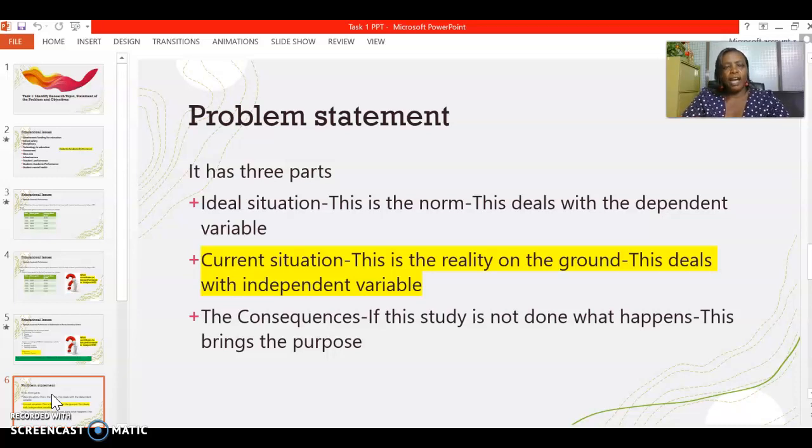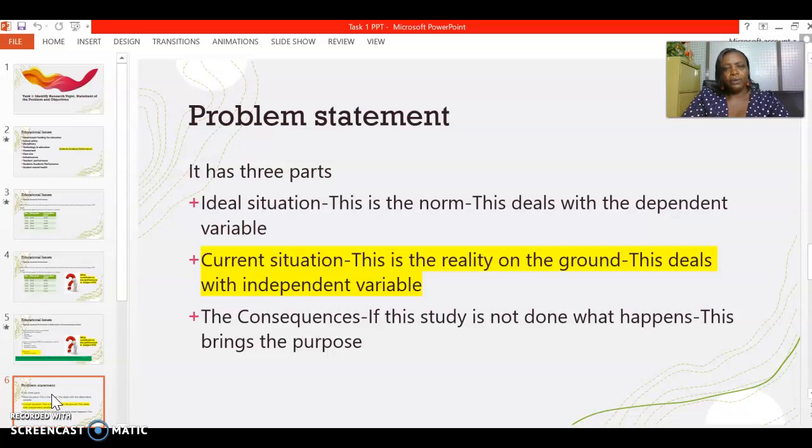The first one is the induced situation. This is the norm. How are things normally? And this deals with the dependent variable. Then you now come to the second part, the current situation. This is the reality on the ground. How are things in that selected locale, in this case, Furaha Secondary School? And this deals with the independent variable.